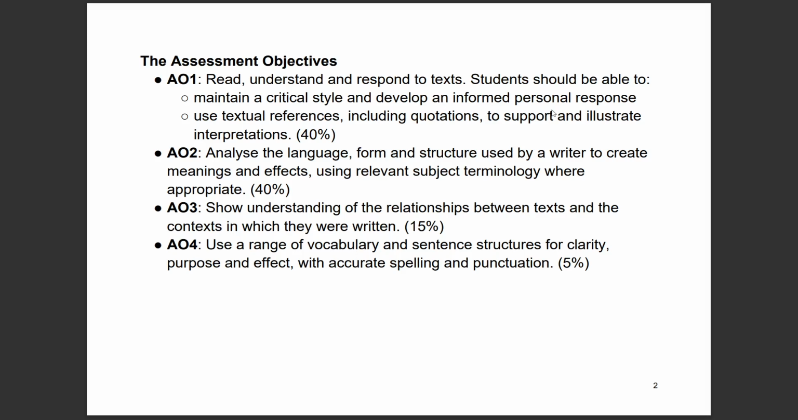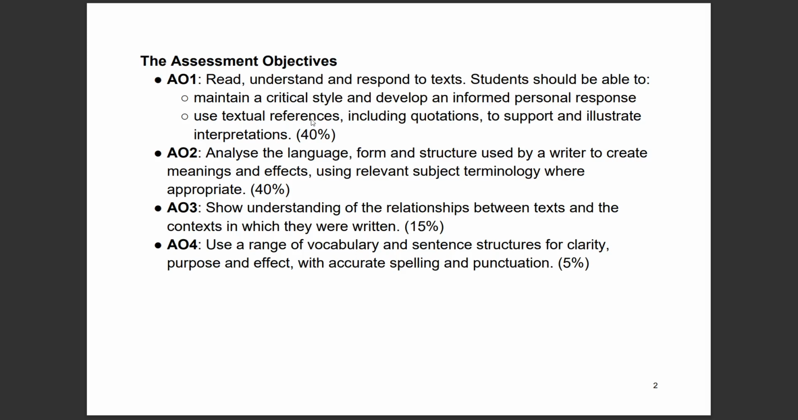Develop an informed personal response. Obviously, when you write your essay, you give your response. That's going to be personal, isn't it? So this word informed is important. What it means is it's not just your opinion. It's not just some opinion that somebody on the bus could give. It's an opinion that you have formed by reading widely, by considering all different kinds of view before you come up with your own personal opinion. Okay. It's a balanced opinion.